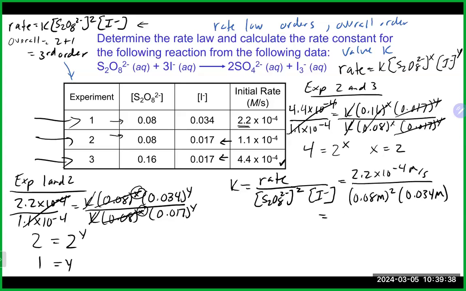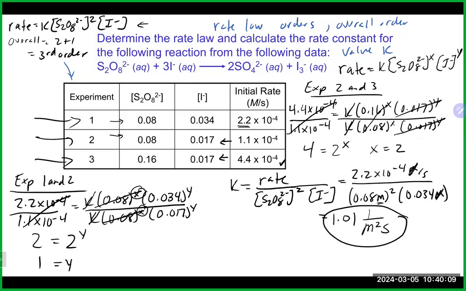And that is going to get us 2.2 to the minus 4 divided by 0.08 squared divided by 0.034. We'll go with 1.01. The units here are molarity on top and bottom will cancel, but there's still 1 over molar squared seconds.